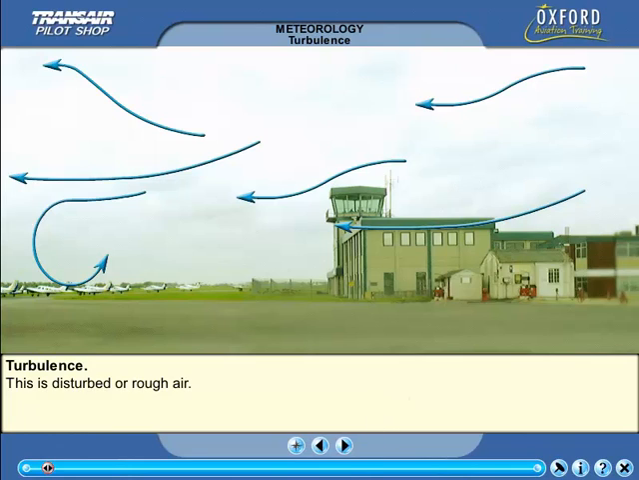In this lesson, we will look at the phenomenon of turbulence and wind shear, how they are created, and their impact on aviation. Turbulence means disturbed or rough air which disturbs the aircraft's attitude, but allows the aircraft still to maintain its flight path.